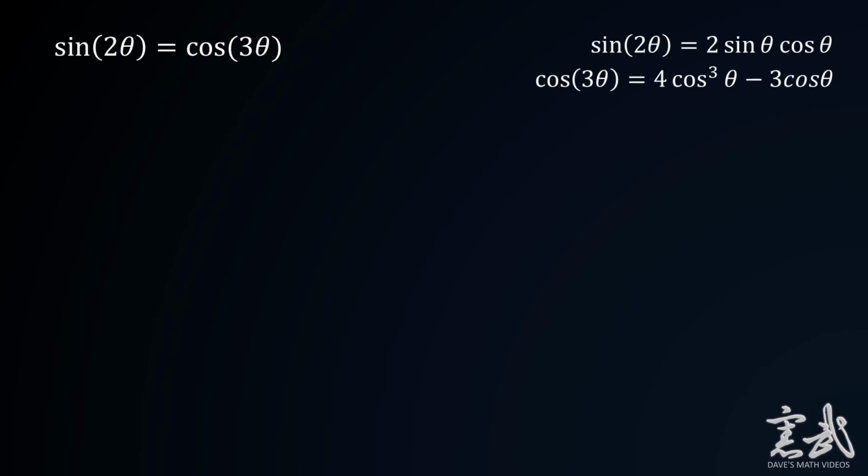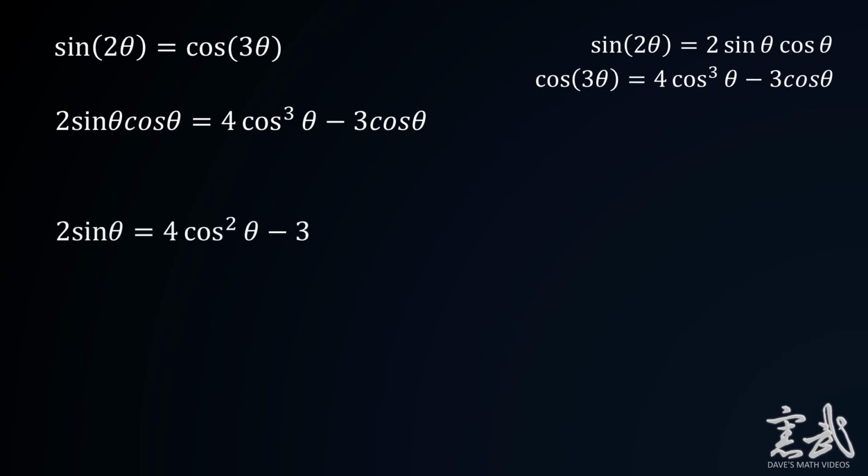To find the value of sine of theta, we will use the double angle formula and the triple angle formula. Doing these substitutions, we get 2 sine theta cosine theta is equal to 4 times cosine cubed theta minus 3 cosine theta. If we divide through by cosine theta, we get 2 times sine theta is equal to 4 times the cosine squared of theta minus 3. Using the Pythagorean identity, we can get 2 times the sine of theta is equal to 4 times the quantity 1 minus sine squared theta minus 3.